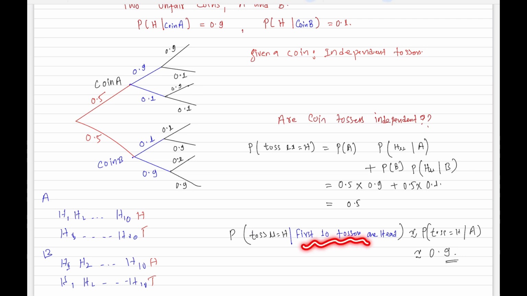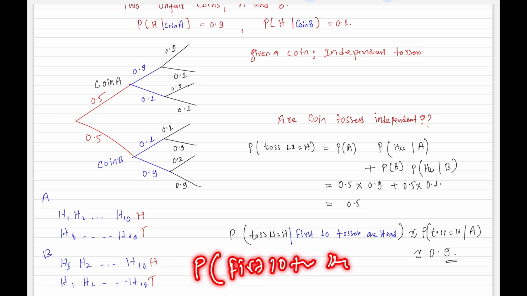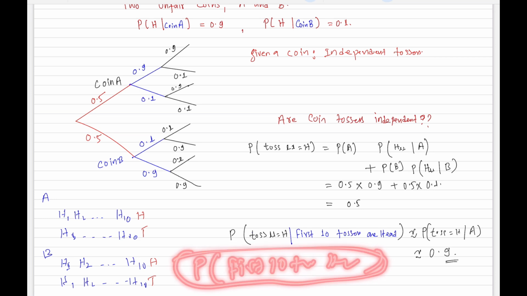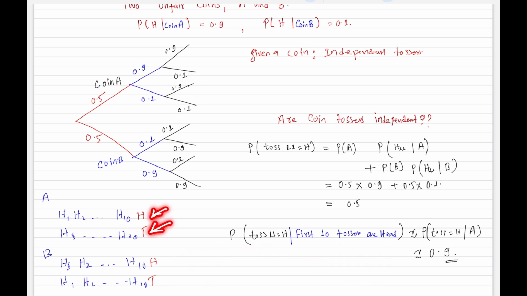So these events will favor this condition, right? That first 10 tosses are head. So we just need to find, so what probability are we finding? We are finding the probability that first 10 tosses are head. So we are finding this conditional probability. So we just need to find the probability of this, this, this, and this, and we need to add those probabilities.